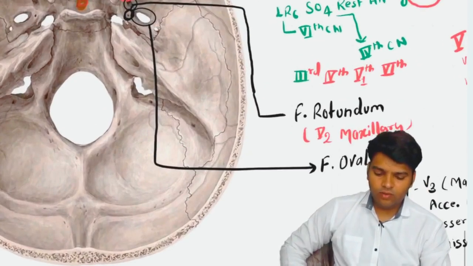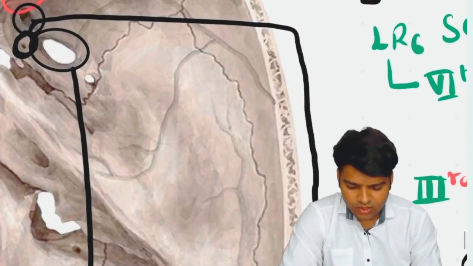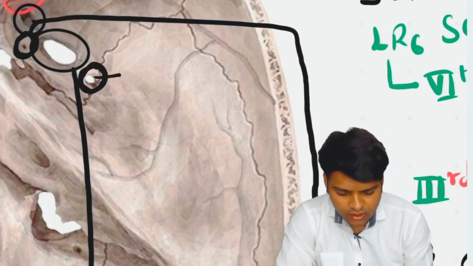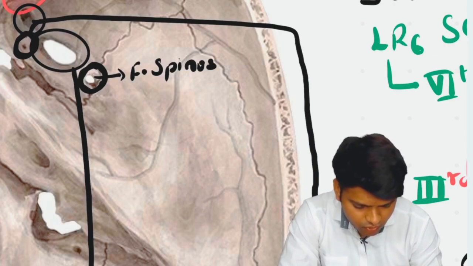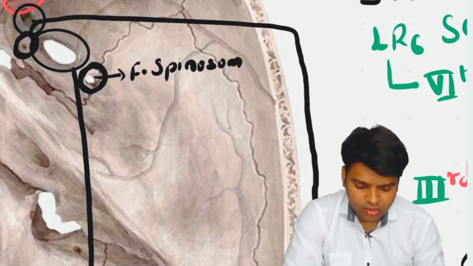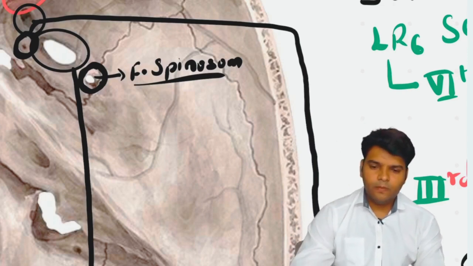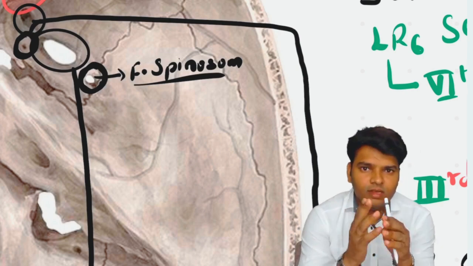And after the foramen ovale, we have got a new opening, which I think you all are able to see. This is the new opening, which is called the foramen spinosum. Okay, so I want to tell you something about the foramen spinosum. What are the structures passing through it? So just try to understand this.